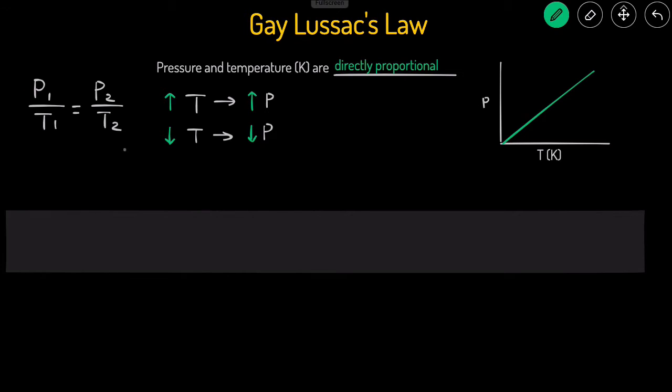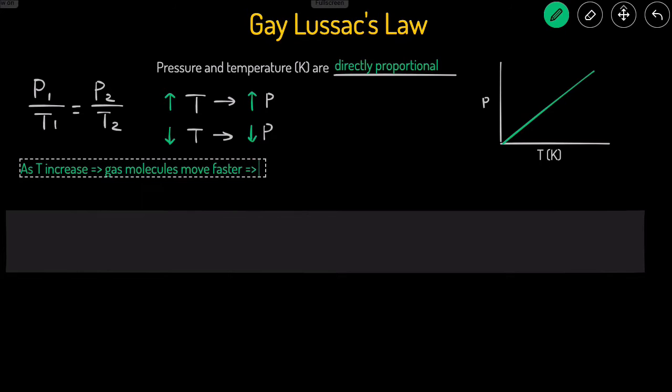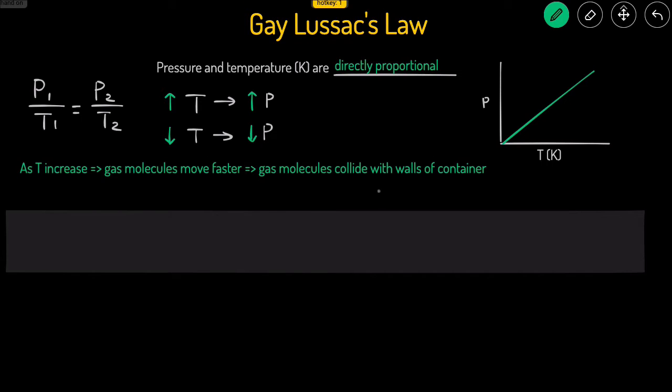And why does this happen? Well, let's see. As the temperature increases, what does that do? That causes the gas molecules to move faster. And if they are moving faster, then two things are going to happen. The gas molecules will collide with the walls of the container more, and also will collide with the walls of the container harder. So not only are they hitting the walls more often, they're going to hit the walls harder, and that will cause the pressure to increase because the pressure is due to the collision of gas molecules against the wall. So more collisions, more forceful collisions, going to lead to a larger amount of pressure.